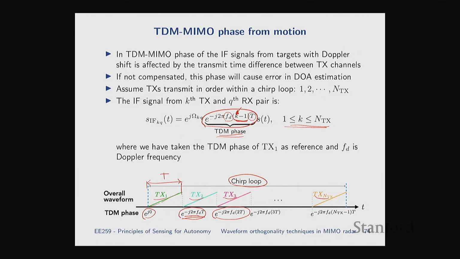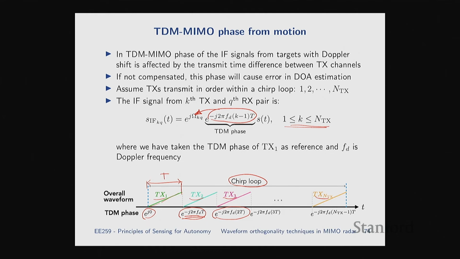If I clean this up, if you don't model this term and compensate for it, it's just going to effectively corrupt your omega kq phase, and that means it's going to degrade your DOA estimation. But it's extremely easy to compensate for this, right?